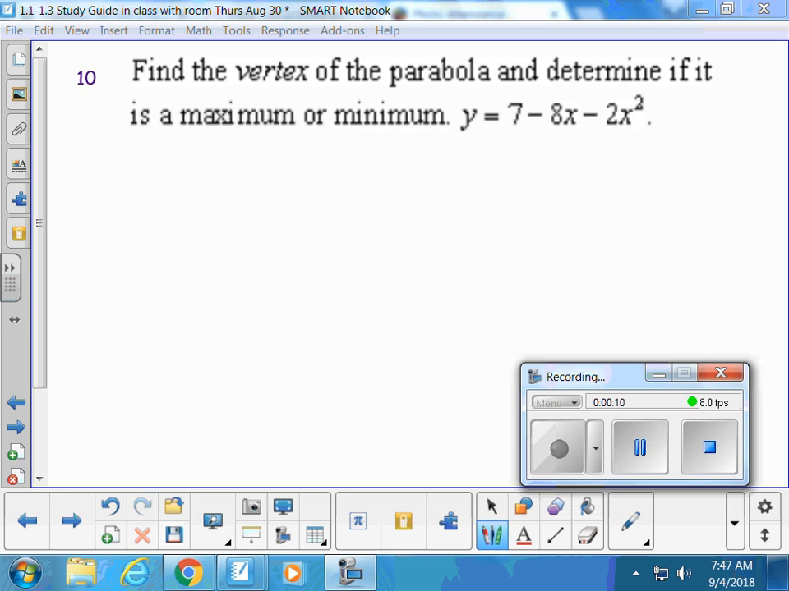Who's excited about the first quiz? Woo! That was like a woo sound, but no clapping. Let's try again. Who's excited for the first quiz? Woo! It'll be fun. It's worth 32 points.